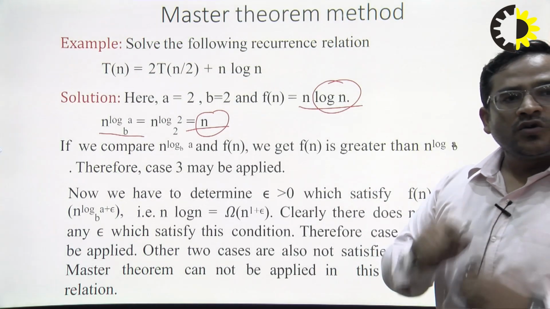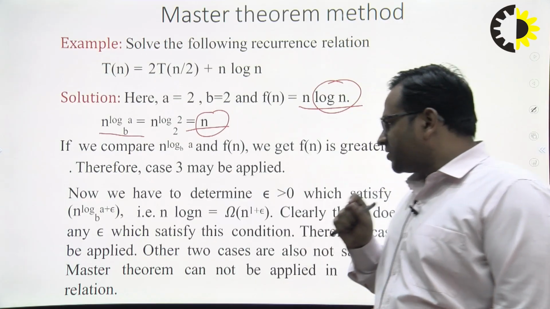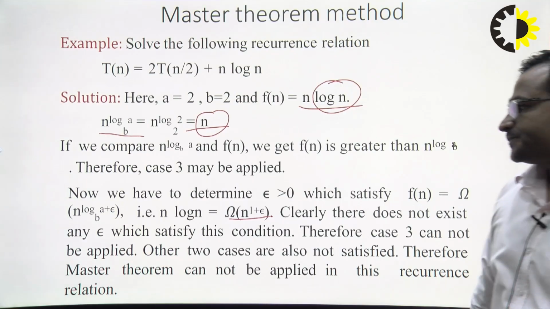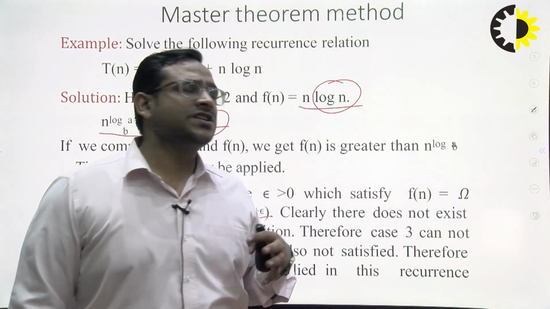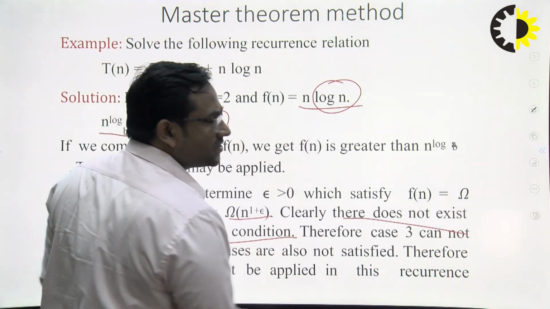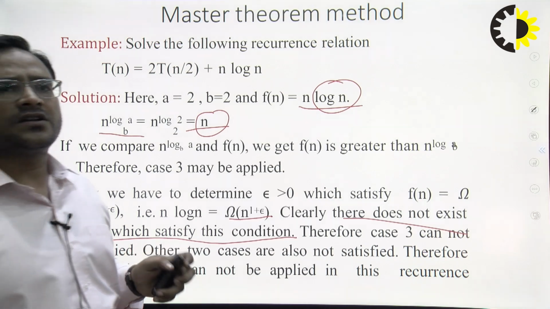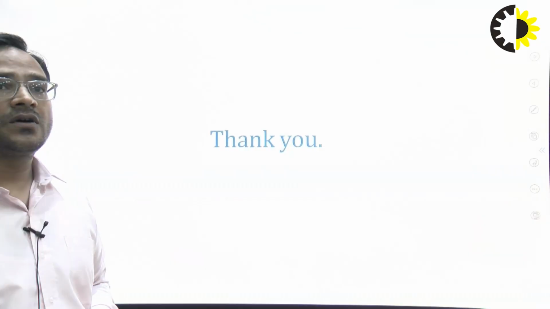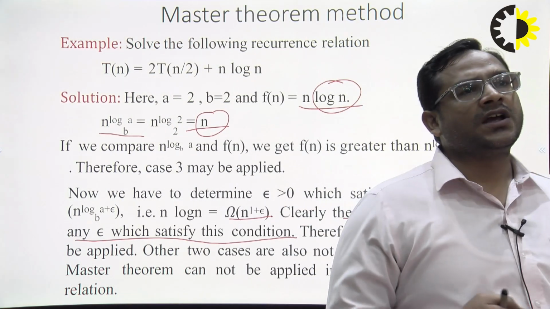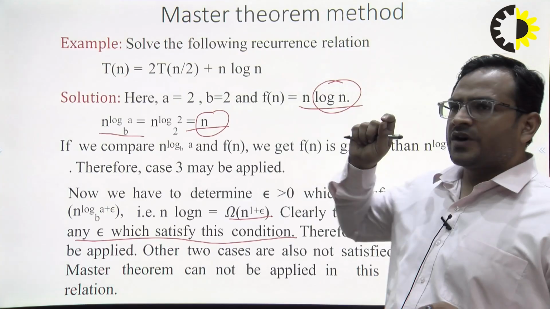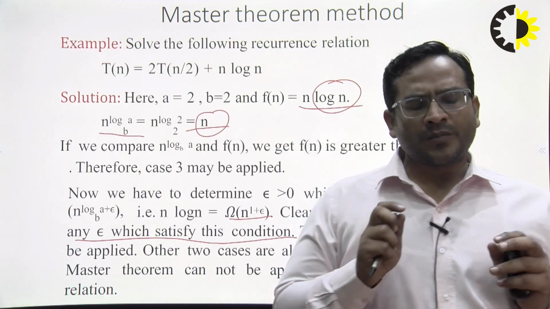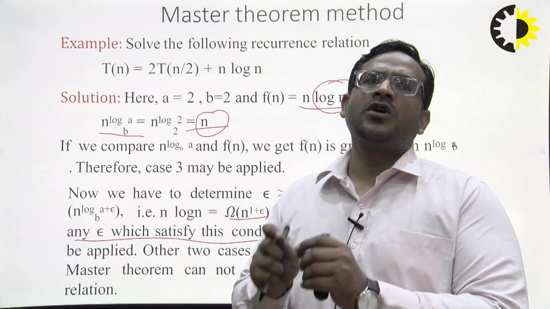Now you have to check the second condition. If I apply n to the power of a plus epsilon and check the second condition, it is false. Clearly there does not exist any epsilon which satisfies the condition. There is no value here to satisfy it, so you cannot apply the third case here. Got my point? It is not the case that if one condition is satisfied and the second one is not, you can still apply the master theorem. You can apply any case, but before applying, you have to check the conditions.